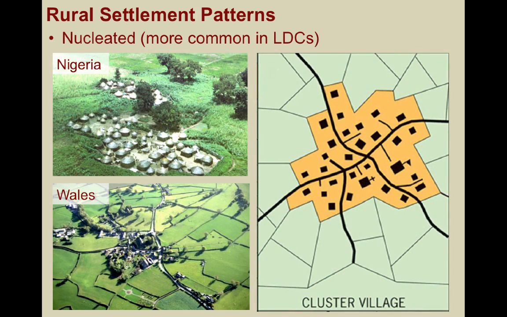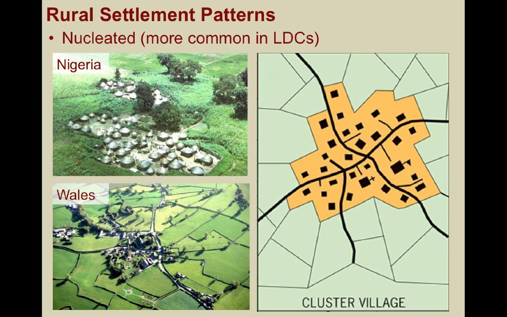Nucleated or clustered settlements are more common in LDCs, who have fewer mechanical tools and vehicles. A larger percentage of their workforce is involved in primary activities, and they utilize as much land as possible for farming. LDCs are also less urbanized. Now, some rural nucleated settlements still exist in MDCs, but they are typically remnants of older hamlets and villages.